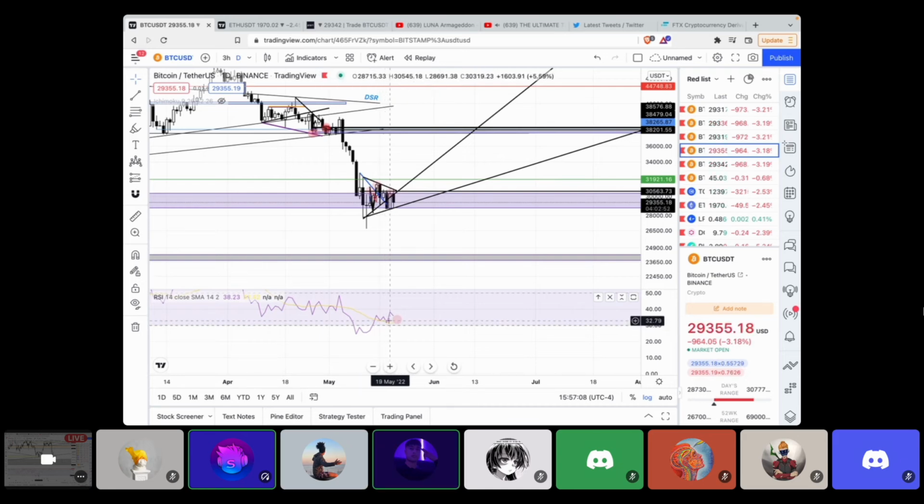Do you know much about the market structure in terms of like drop base drop, drop base rally?